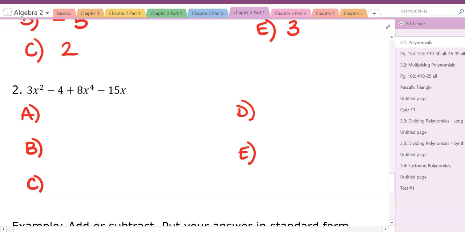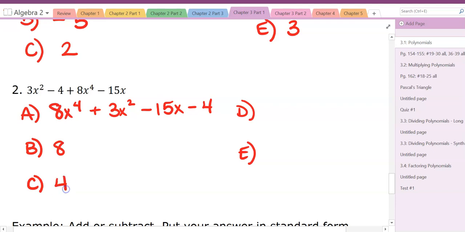All right, so let's start by rewriting it first. So which term should come first? Good. So 8x to the fourth. Then what'd you guys write next? Next? Minus 15x, and then minus 4 should have been last. Okay, so there's your standard form. So what's the lead coefficient? 8. What's the degree of this?